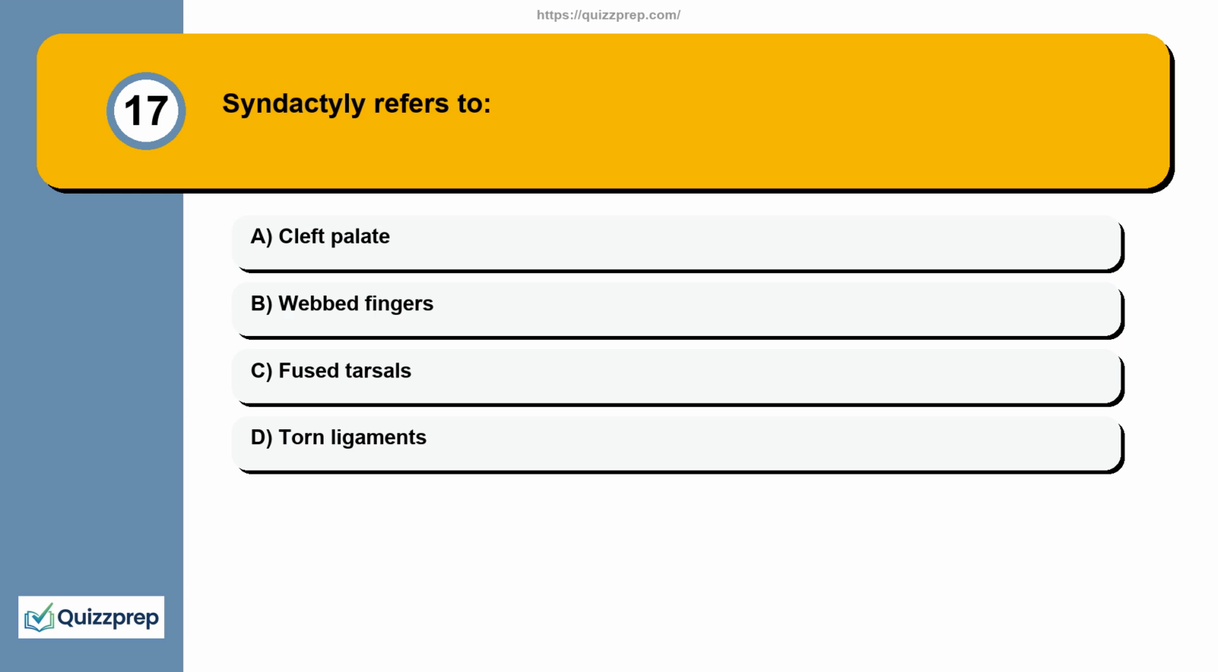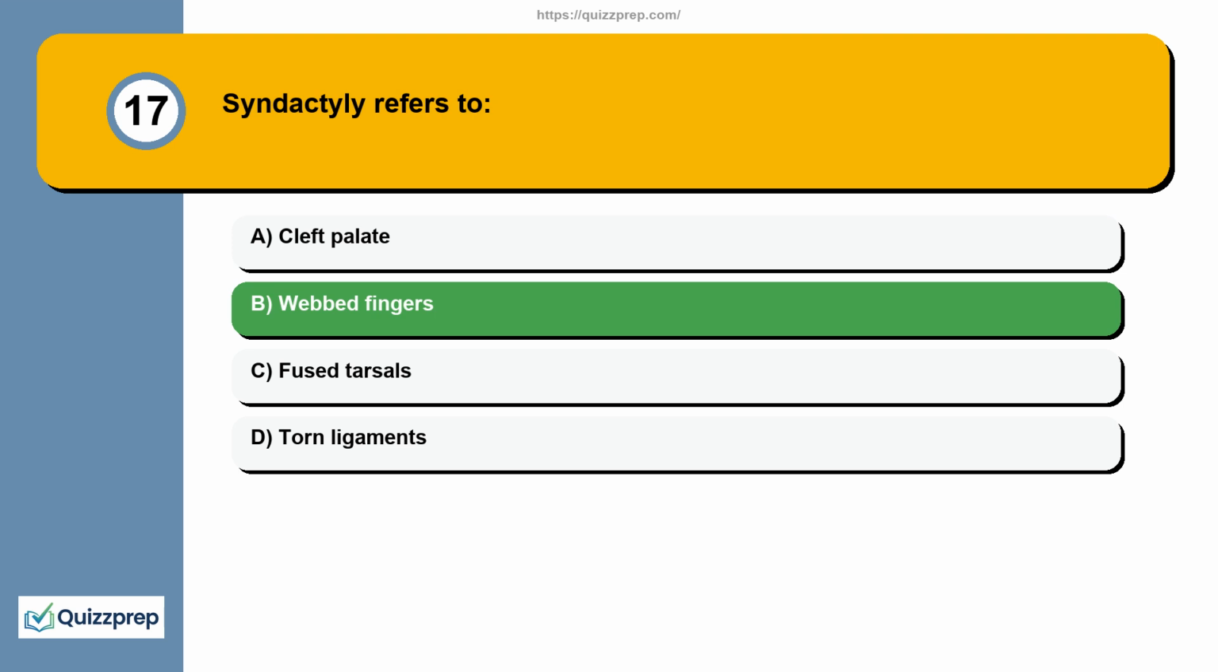Question 17. Syndactyly refers to: option A, cleft palate. Option B, webbed fingers. Option C, fused tarsals. Option D, torn ligaments. The correct answer is option B, webbed fingers.